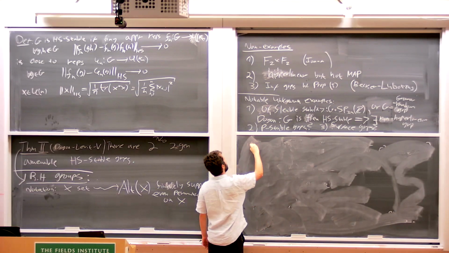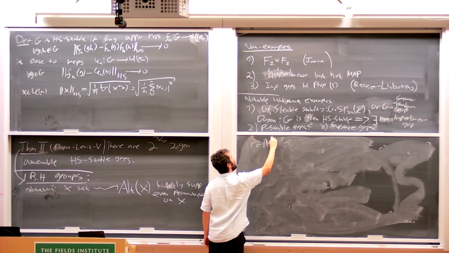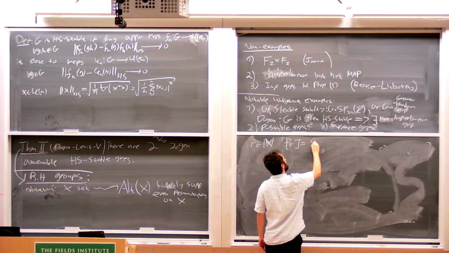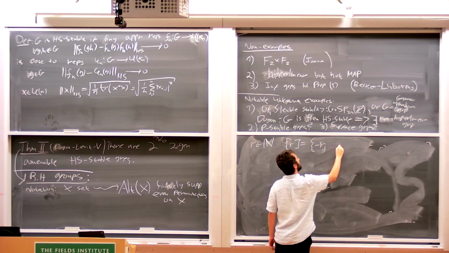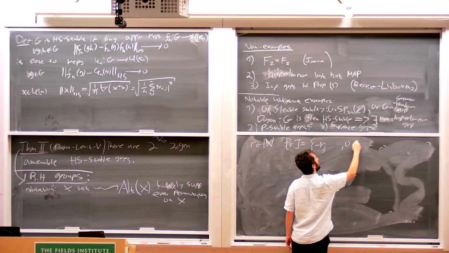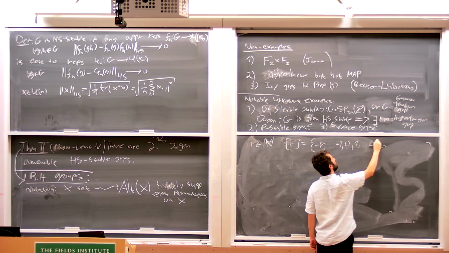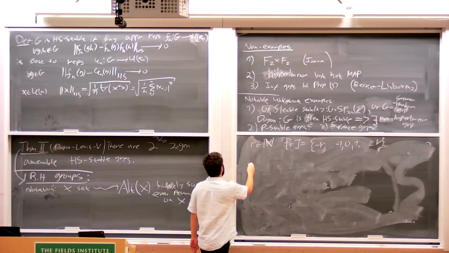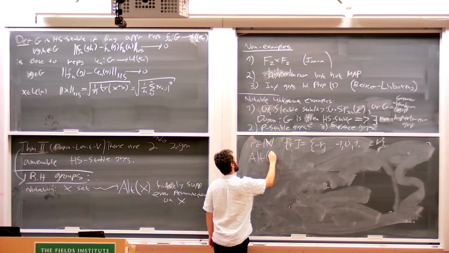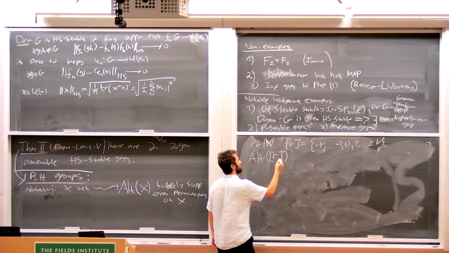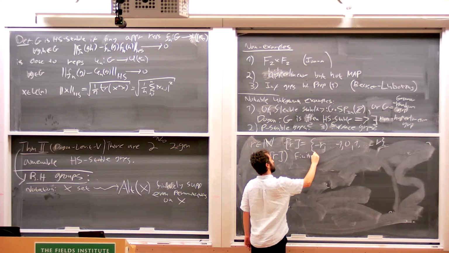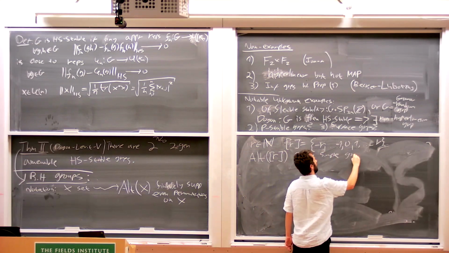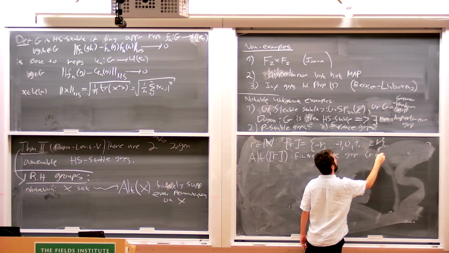Another notation: if R is an integer, I'll use this notation to denote the set of integers between R and minus R. So in particular, we have these groups. This is a finite simple group, just the ordinary alternating group, for R at least 2.